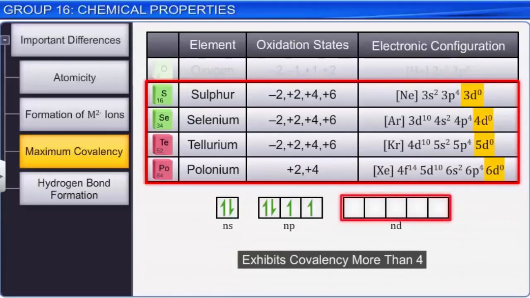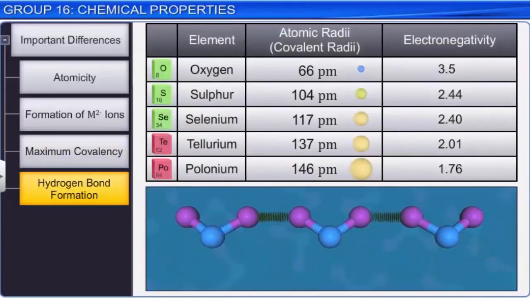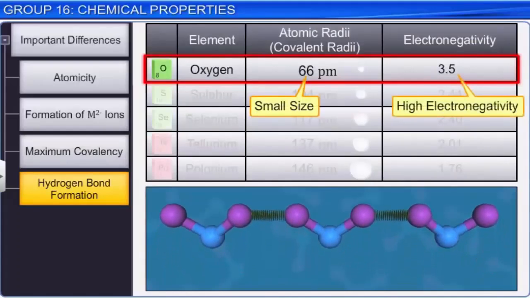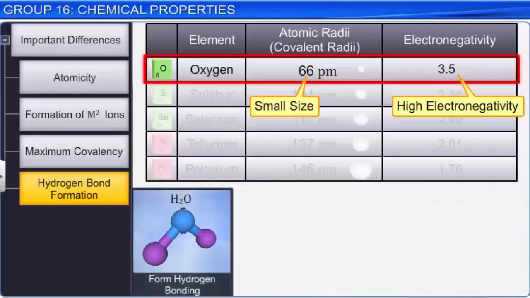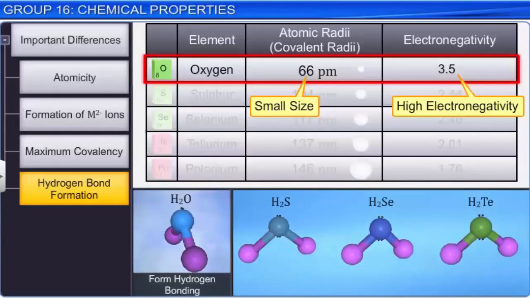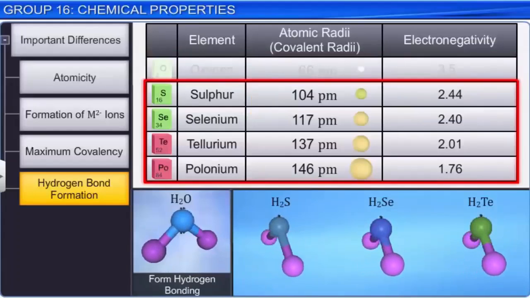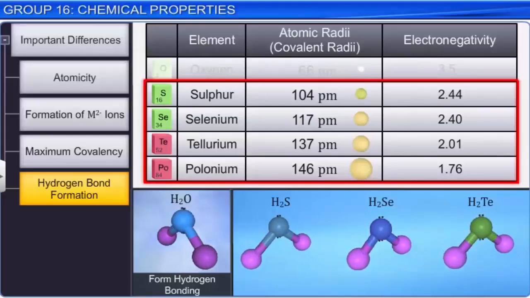Hydrogen bond formation. Because of its small size and high electronegativity, oxygen forms strong hydrogen bonds, which greatly affects the properties of water and other compounds. However, the other elements in the group have comparatively low electronegativities and, therefore, do not form hydrogen bonds.